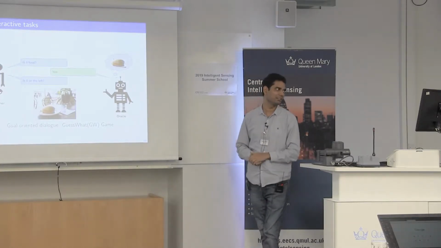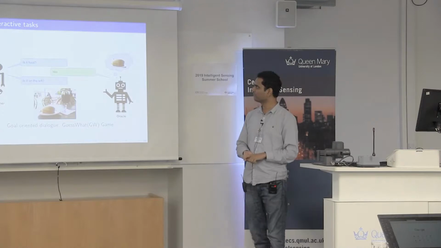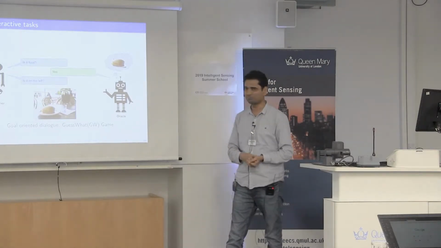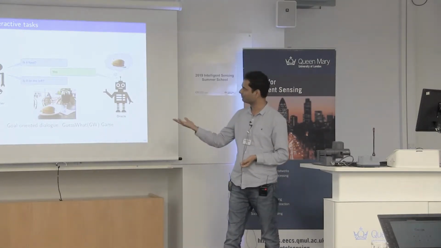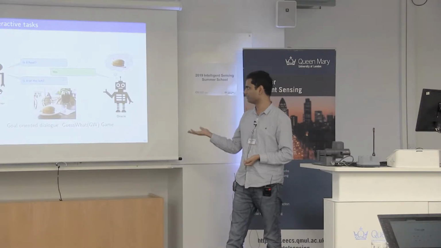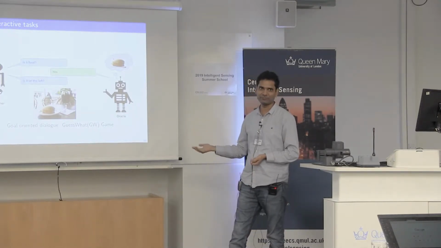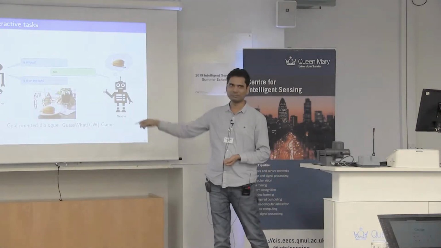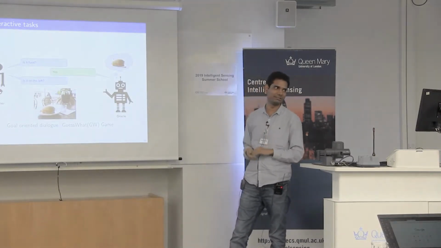For example, here the oracle has the burger in mind, so the questioner asks, is it a food? It says yes. Then, is it on the left side? It might say yes. Then, based on those answers, it can get the object.